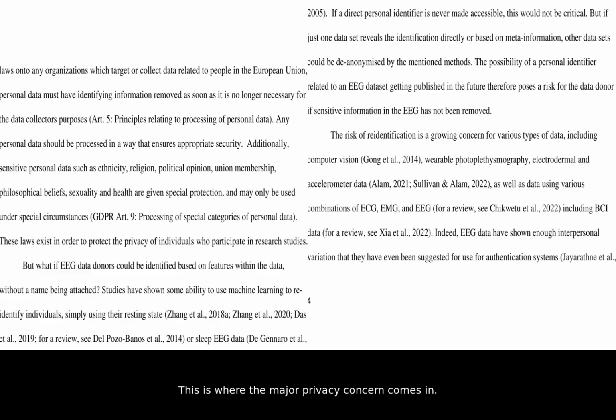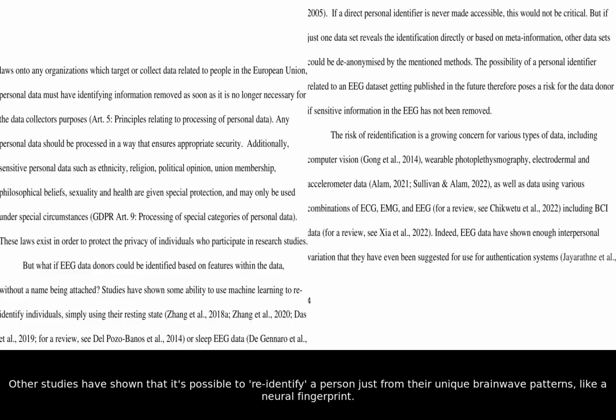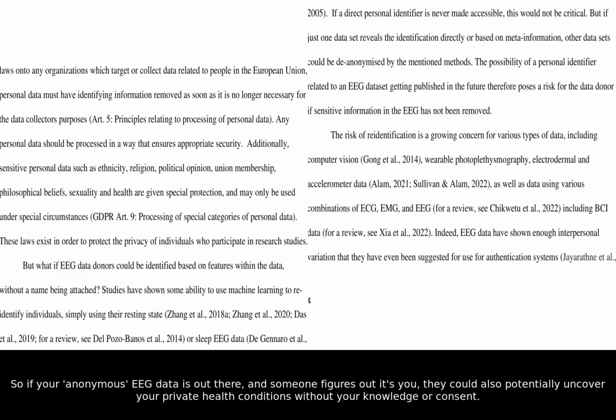This is where the major privacy concern comes in. Other studies have shown that it's possible to re-identify a person just from their unique brainwave patterns, like a neural fingerprint. So if your anonymous EEG data is out there and someone figures out it's you, they could also potentially uncover your private health conditions without your knowledge or consent.